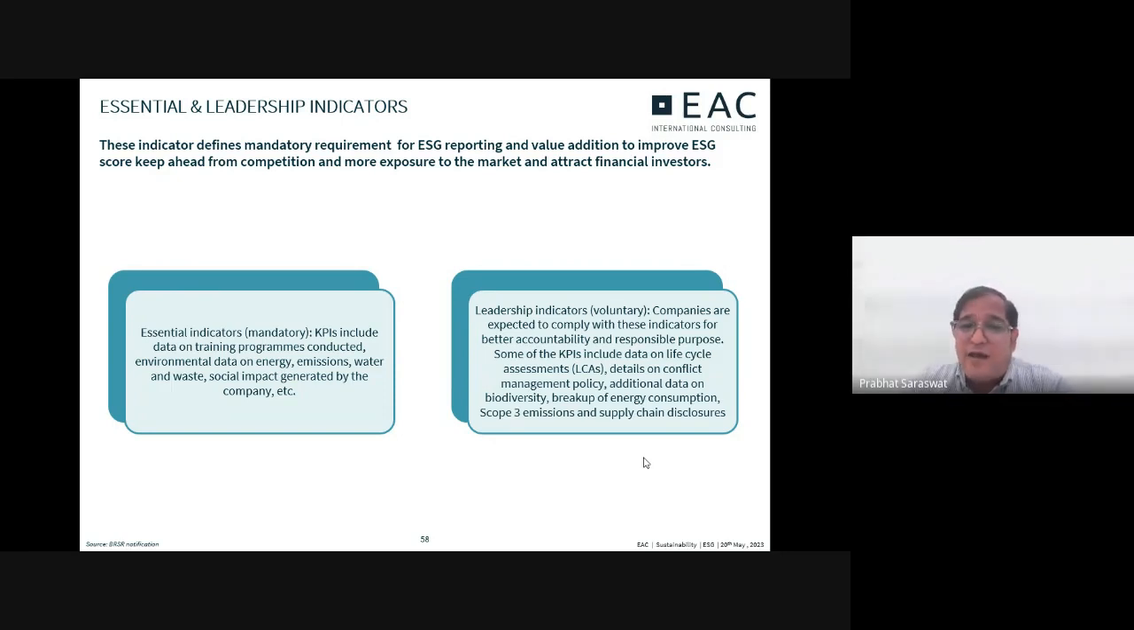Say, for example, one company is making an EV two-wheeler, or one is making some IC engine based two-wheeler. So based on those 2 products, we can disclose our carbon footprint or the life cycle assessment of the product. So that is voluntary, not mandatory.